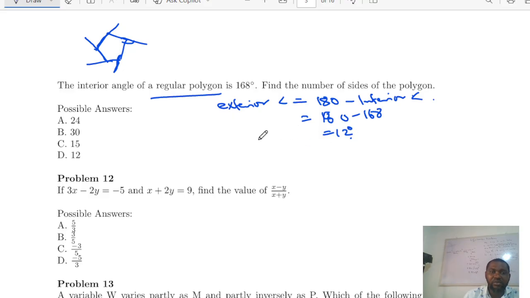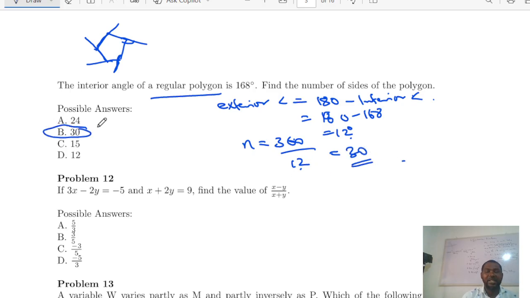Now, if you want to know the number of sides, the number of sides now will be 360 divided by the exterior angle. That's very simple. So the reason is because the sum of the exterior angles, no matter the polygon, whether you are dealing with pentagon, hexagon, no matter the polygon, must be equal to 360. So that creates the magic. So the number of sides now will be 360 divided by 12, which is equal to 30. So it means it has 30 sides. I believe that makes sense.